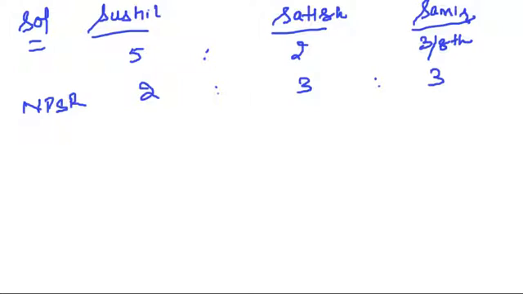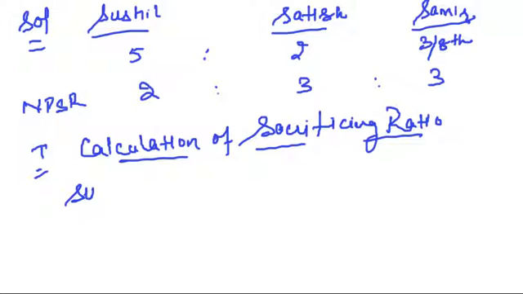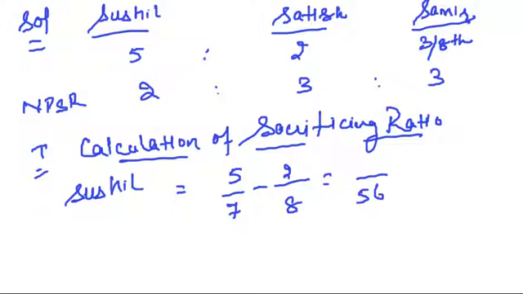The first step, I told you, calculate the sacrificing ratio. In any case, we need the sacrificing ratio. So first of all, we will say calculation of sacrificing ratio for Sushil. What is the old share? 5/7. What is the new share? 2/8. Over 56, this comes to 26/56. Right?